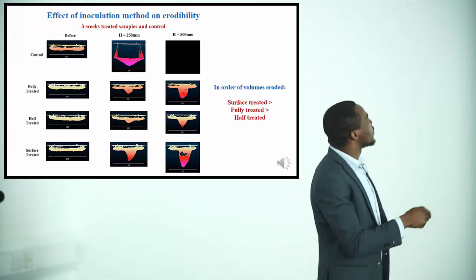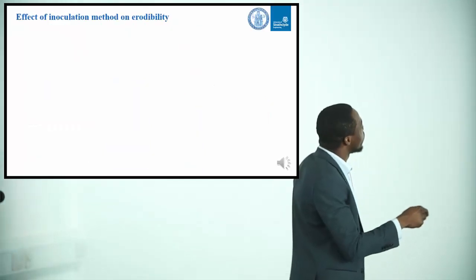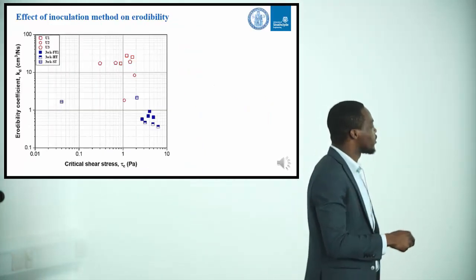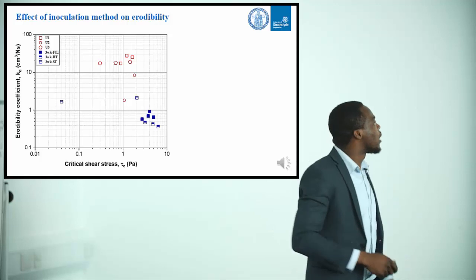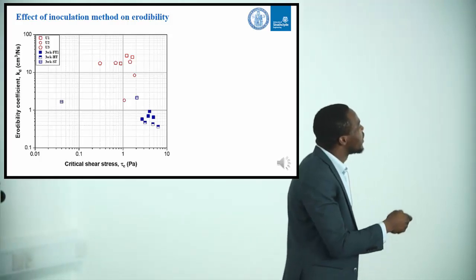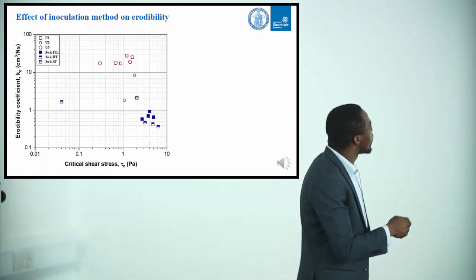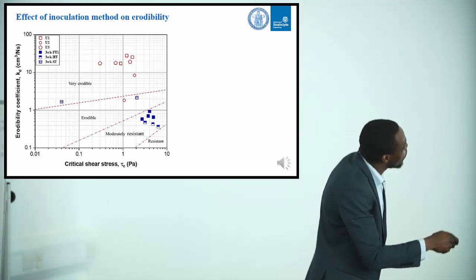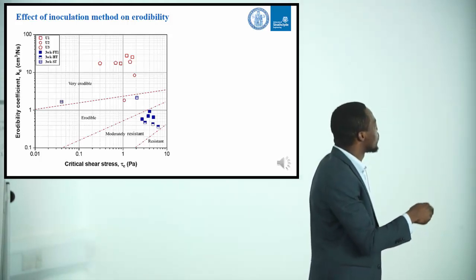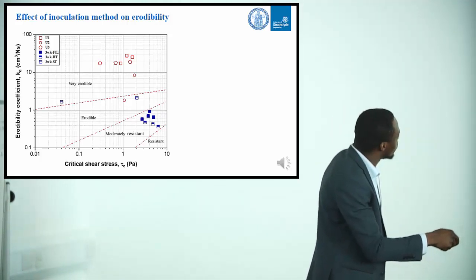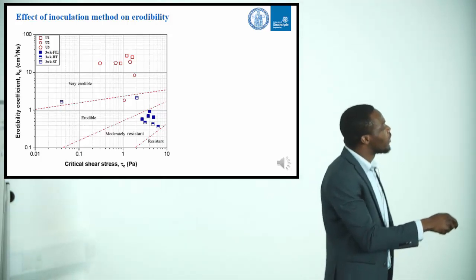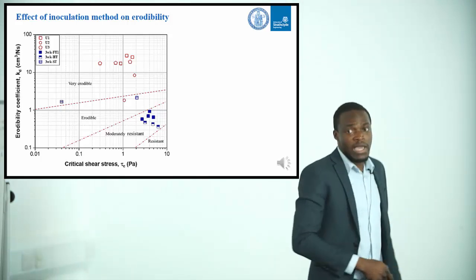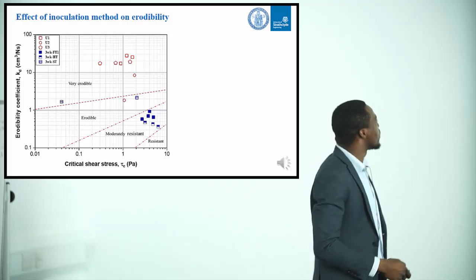This is just a summary of laser scans for the control, the fully treated, half treated, and surface treated, just to show what's happening with the inoculation methods at hydraulic heads of 250 and 500. We see that there's not quite a significant difference between the different treatment methods, but the surface treated seem to erode even more compared to the fully treated and the half treated specimens.